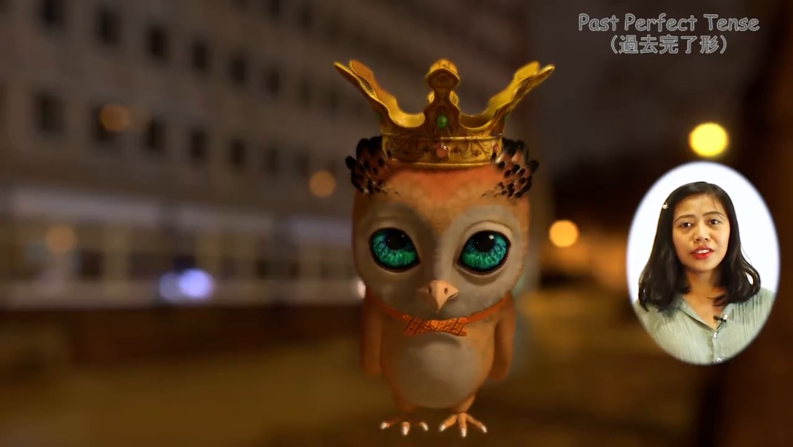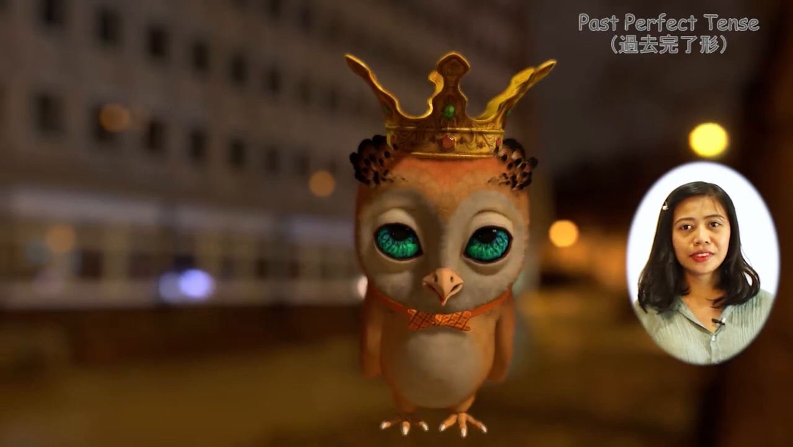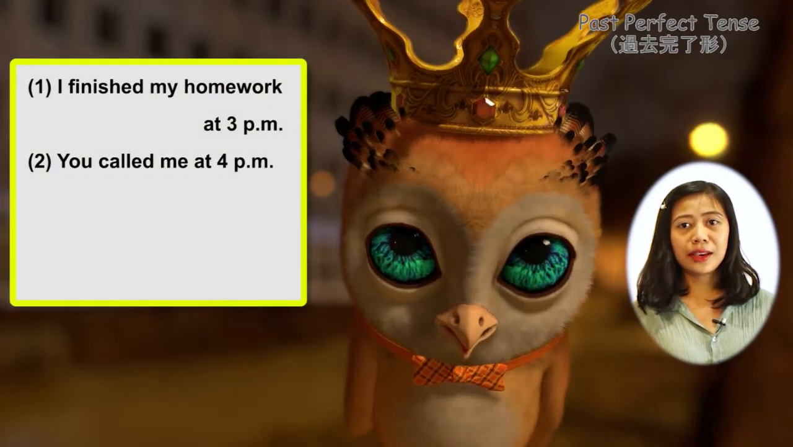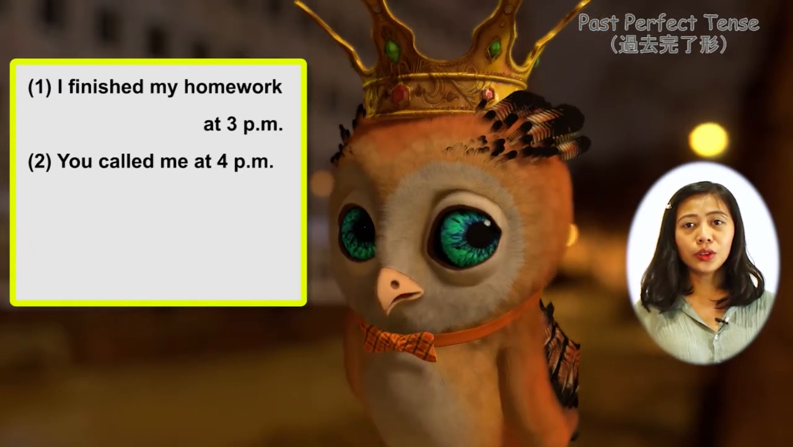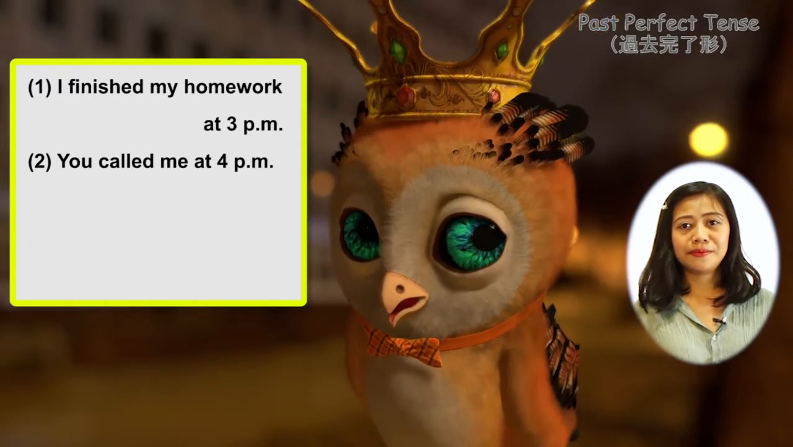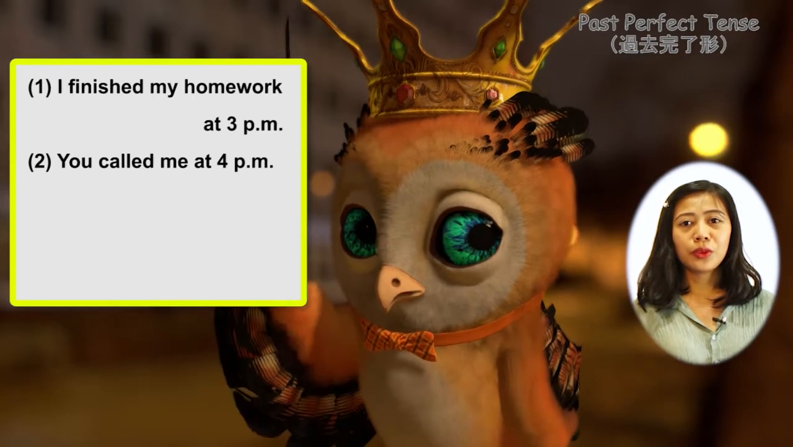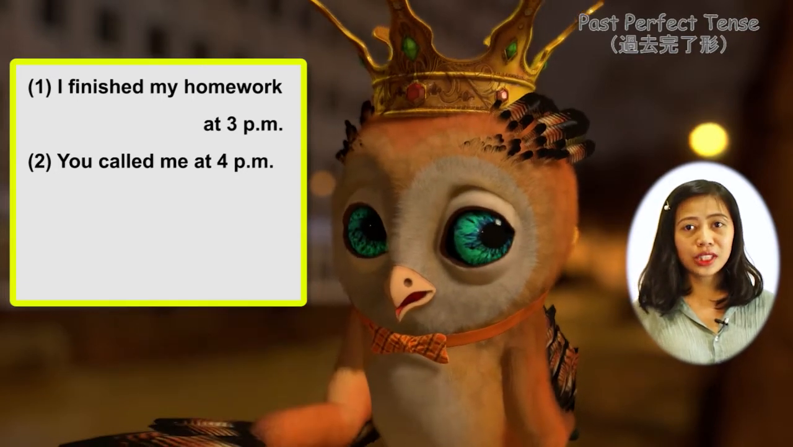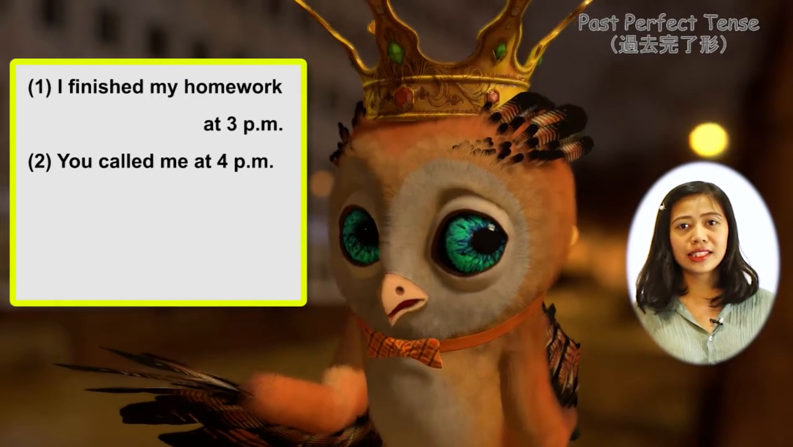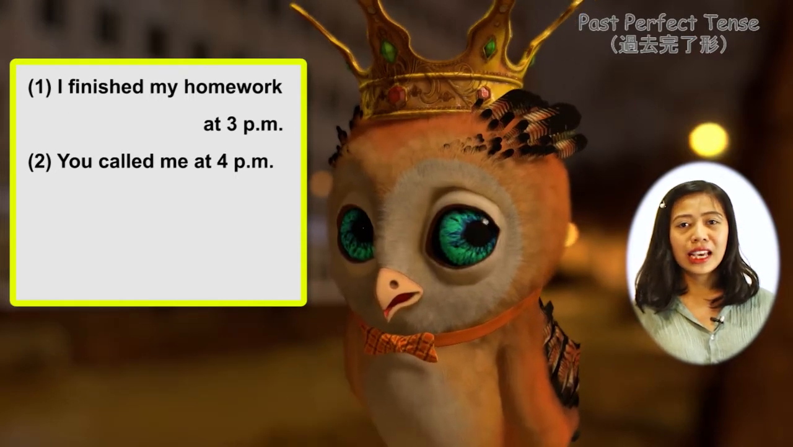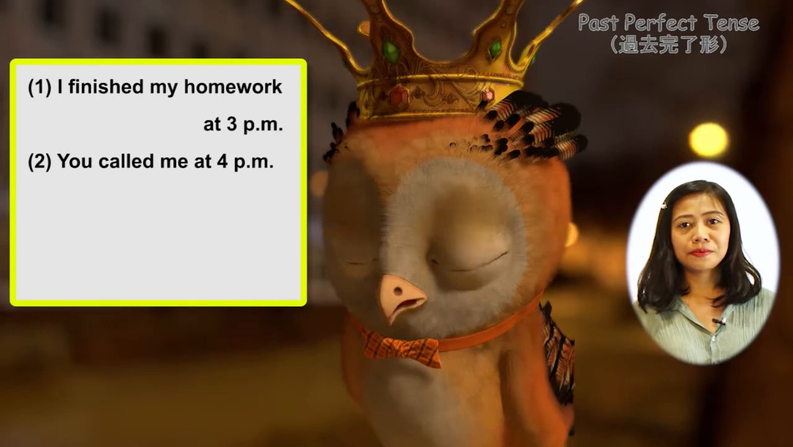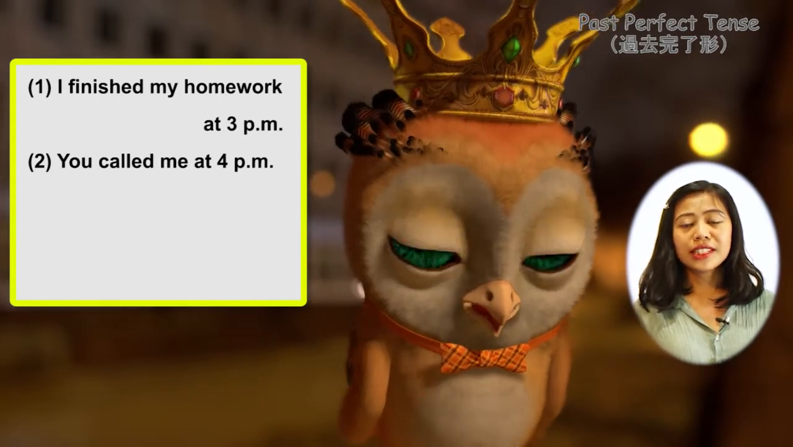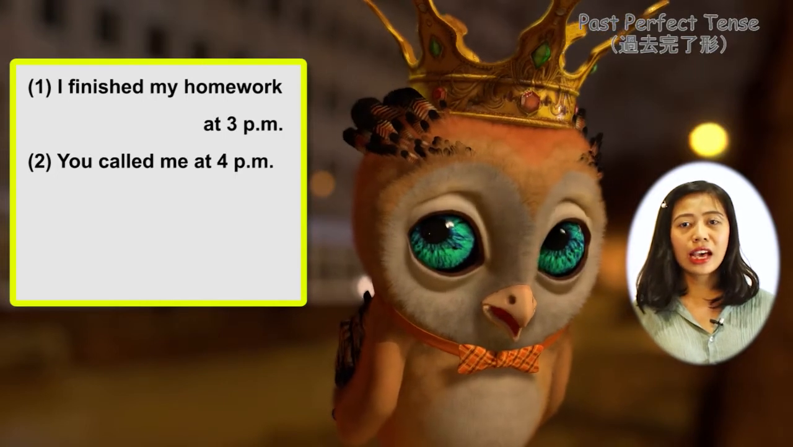Take a look at these sentences. I finished my homework at 3 p.m. You called me at 4 p.m. So, we've got two past actions at different points in time in the past. That's 3 p.m. and 4 p.m. Now we use the past perfect to emphasize which action happened first.